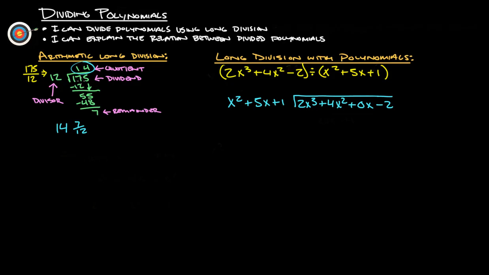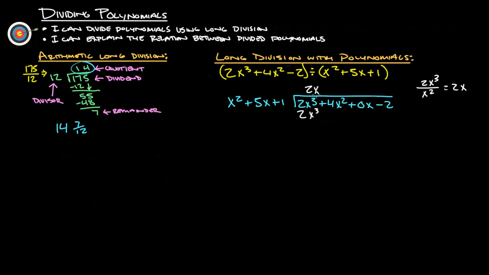Okay, so what we want to do first is, remember before we said how many 12s can we get out of 17? We can get 1 out. So how many x squareds can we get out of 2x cubed? Easiest way to do that is just take 2x cubed and divide it by x squared. And what do we get? We've got 2x. So we can get a 2x out of that. So what we want to do is do 2x times x squared, and guess what we get? 2x cubed.